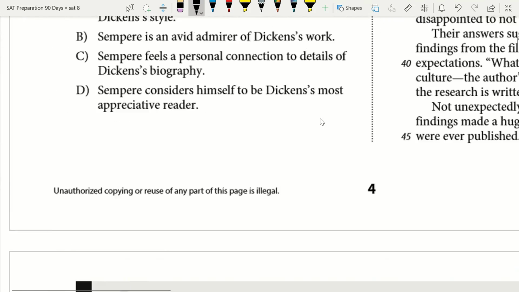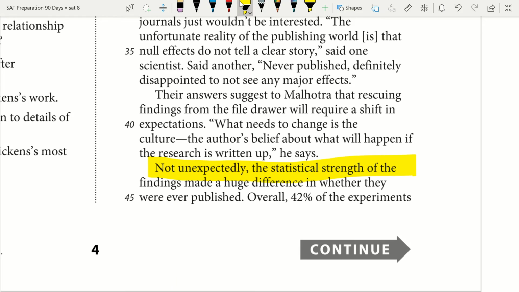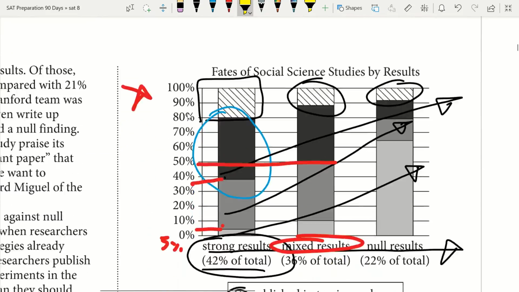So I go up, we got 43 to 45. I'll go ahead and highlight that so you can see it better. So we got 43, we have not unexpectedly, which just means expectedly. The statistical strength of the findings made a huge difference in whether or not they were ever published. And that is what the graph shows, because we see that the stronger the results that are yielded, the higher the likelihood it is to be published, right?